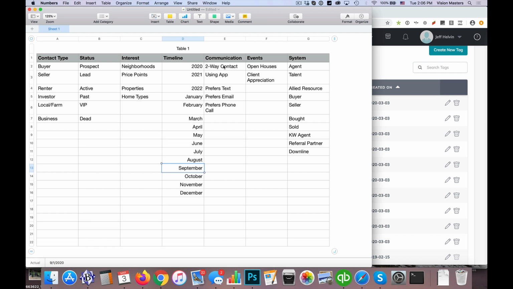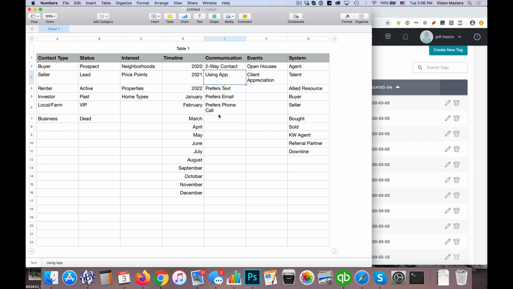Then we have communication. The idea here is, what type of communication do we want to have with them? What are they responding to? Are they using the app or not using the app? Things like that might be appropriate. So this would be more appropriate to, let's say they want text only. Well, if we have a campaign that has text and email, we can also build, and I'm sorry, when I say campaign, I mean smart plan. When we have a smart plan in the system that's attached to them, we could have a text only smart plan or an email only smart plan.